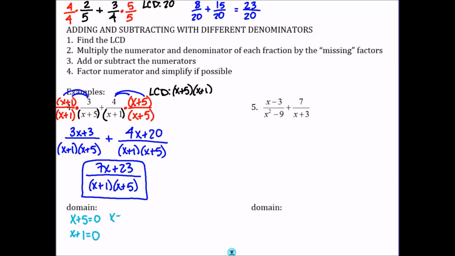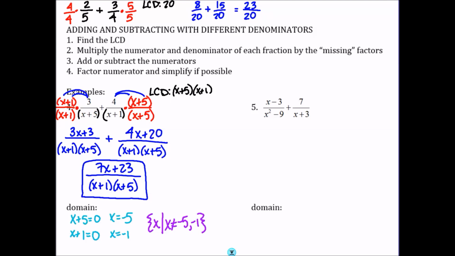So you end up with x equals negative 5 and x equals negative 1. So our domain is x such that x does not equal negative 5 or negative 1. As you get more comfortable with this process, you might not have to write out every single step that I wrote out on this problem.